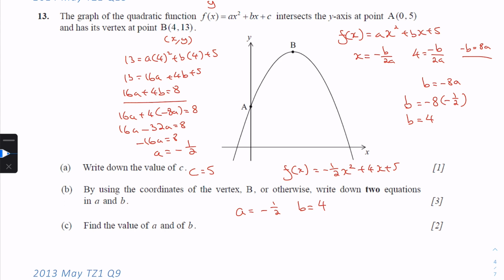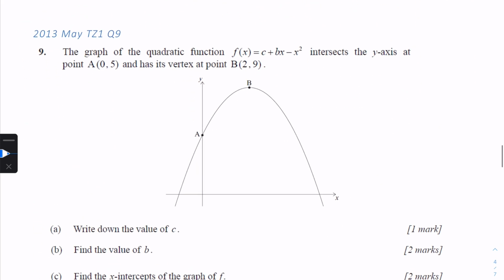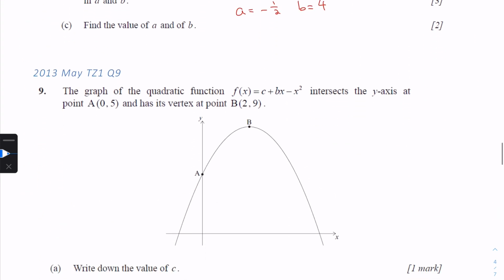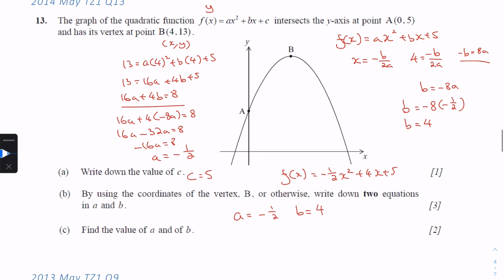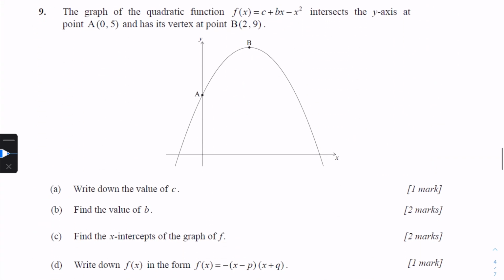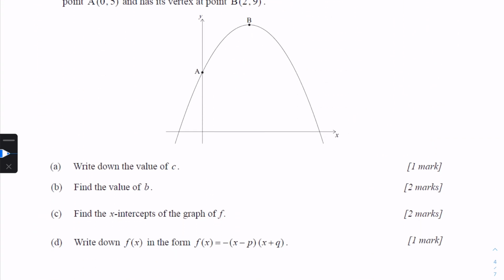This is the style that you'll be doing with the rest of the questions. I'll do one or two more to give you the gist. So the graph of the quadratic function f of x equals c plus bx minus x squared intersects the y-axis at (0, 5) and has a vertex point of (2, 9). This is similar to the last one. So is it okay if you try to do this one yourself and figure it out?